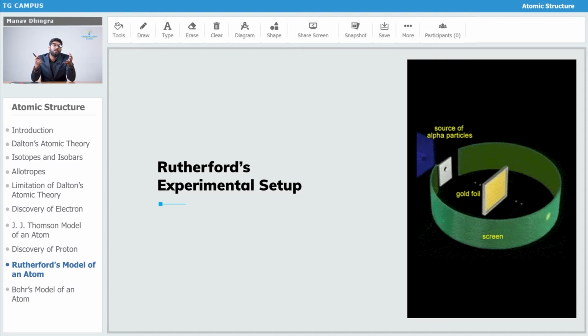In the Rutherford model, they used a very thin gold foil, and alpha particles were shot towards the gold foil. Behind our gold foil is a screen, which is coated with a fluorescent material, zinc sulfide. Let's see some observations of what we were seeing during the experiment.